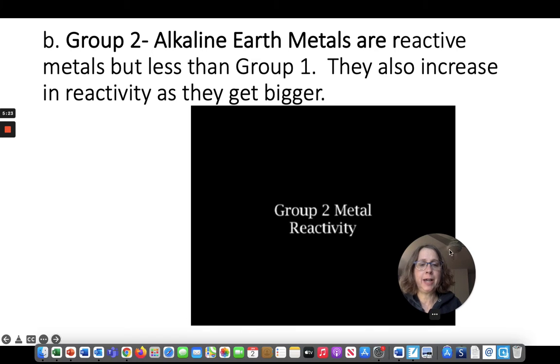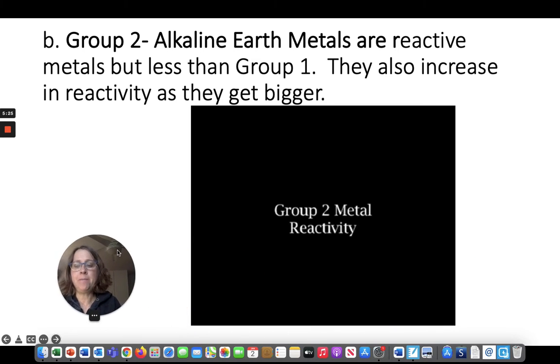So let's take a look at this video. And again, compare and contrast the similar sized alkali metals in group 1 to group 2. Notice how they're less reactive. But do notice that these metals do react, and in a similar way, and they also get bigger. The reaction gets bigger as you get to the bigger elements.